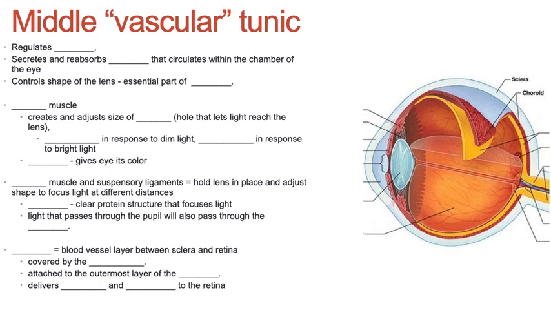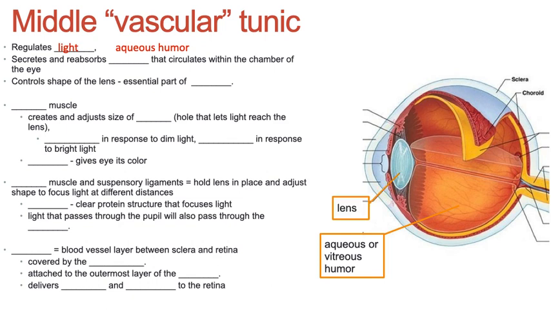The next tunic is the middle or vascular tunic. This tunic regulates light. Okay, it secretes and reabsorbs aqueous humor. The aqueous humor, if you look down here in this image, is basically the liquid that fills the inside of the eyeball. There's also some aqueous humor behind the cornea as well. So this circulates within the chamber of the eye. The middle tunic also controls the shape of the lens, and this is an essential part of focusing the light into a crisp image.